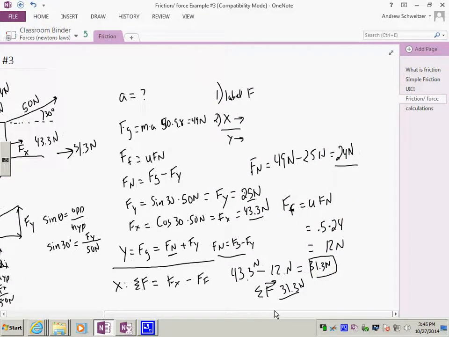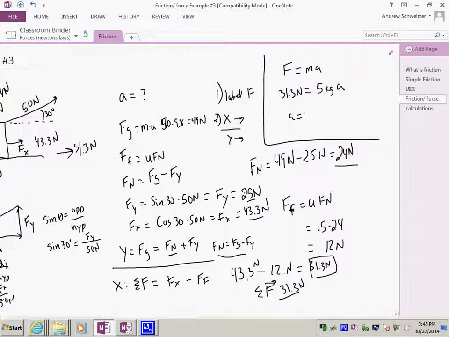How fast, or what will be the acceleration of the box? Well, one more last calculation. The force is 31.3 newtons, mass 5 kilograms. What is the acceleration? 31 divided by 5, the acceleration is going to equal 6.26 meters per second squared.